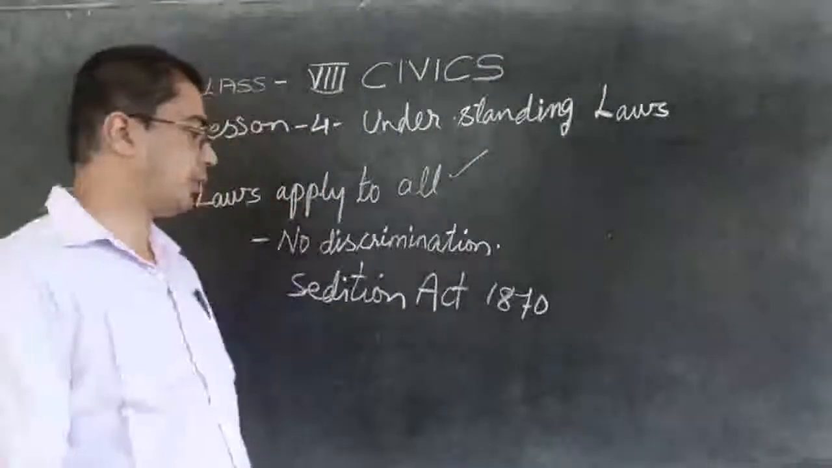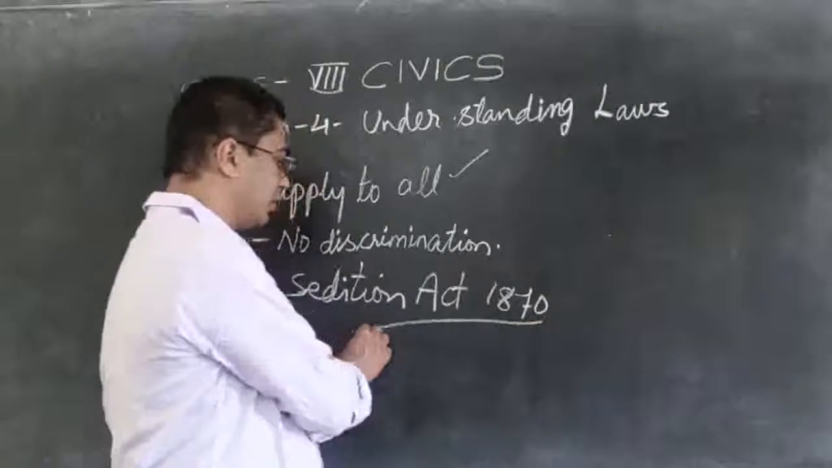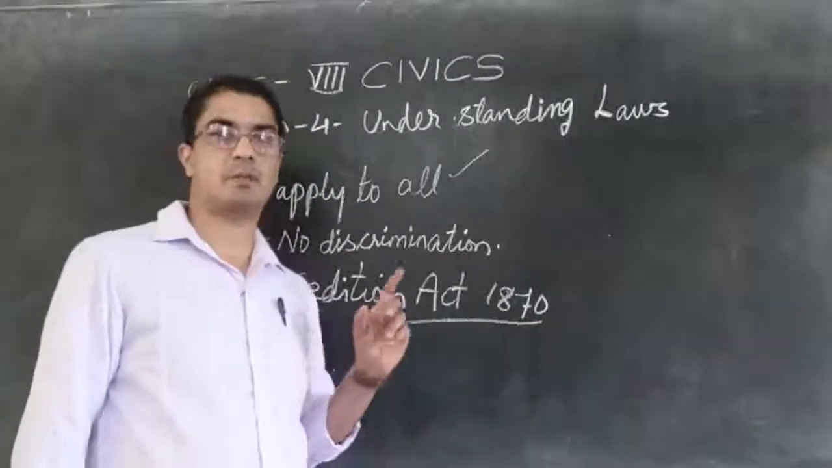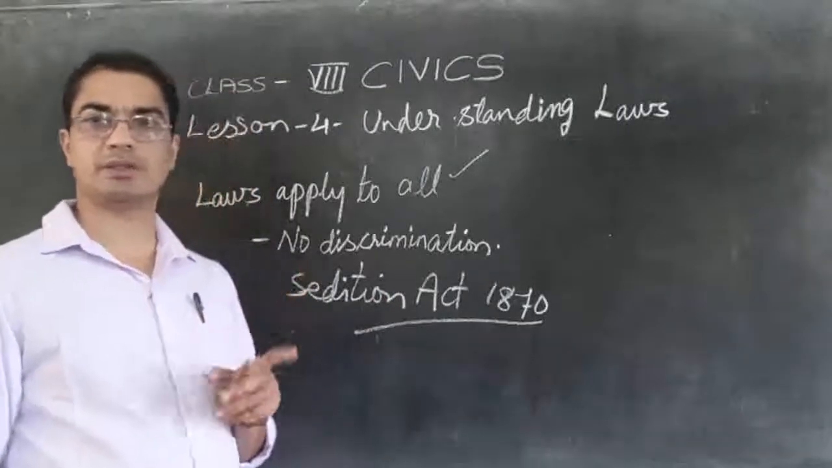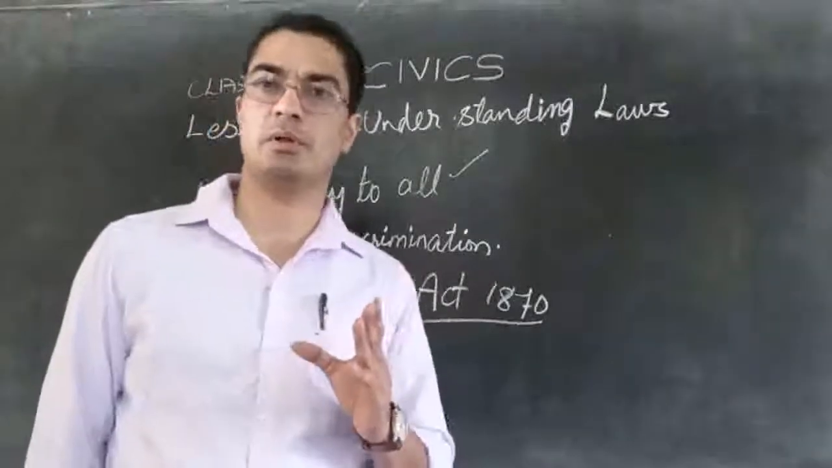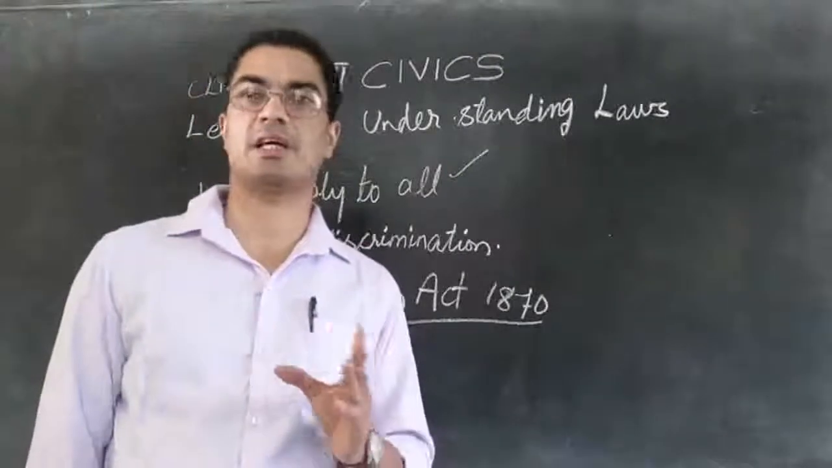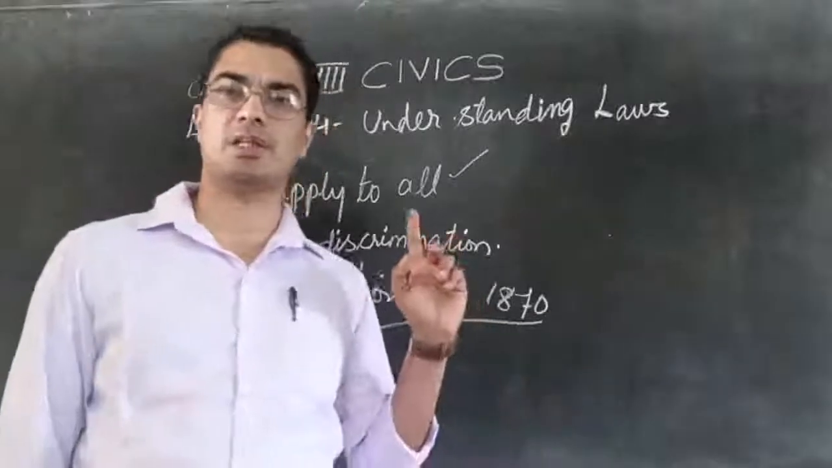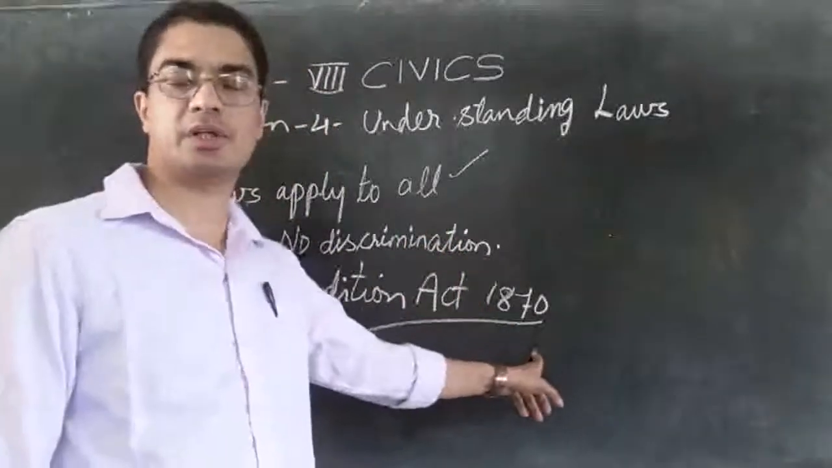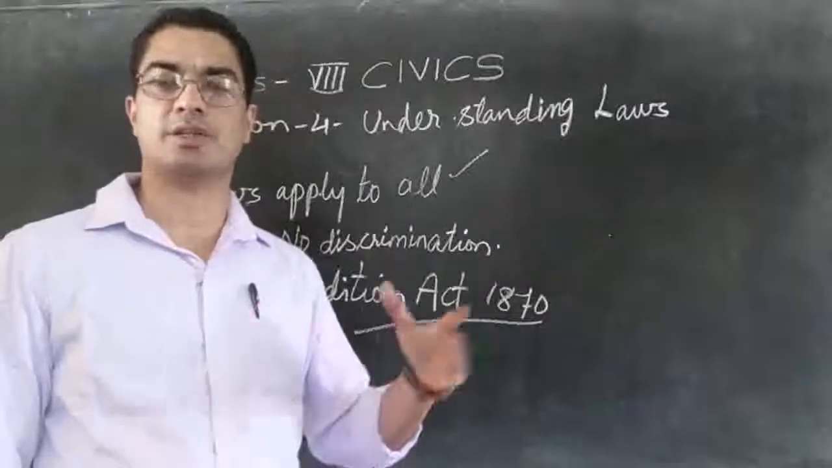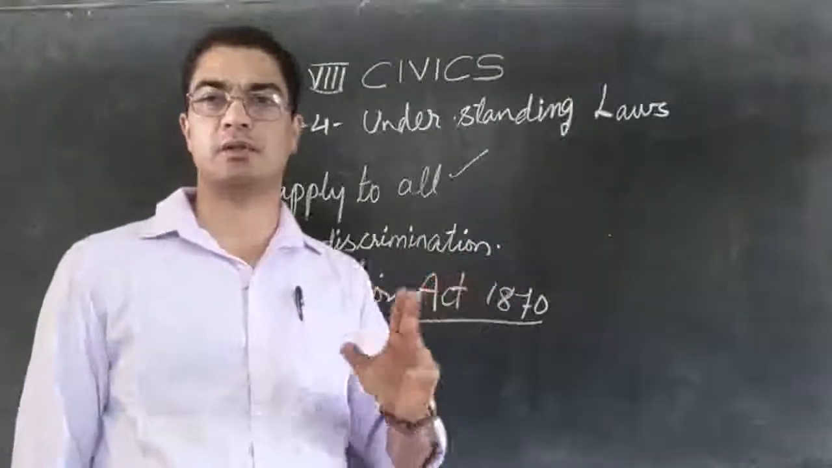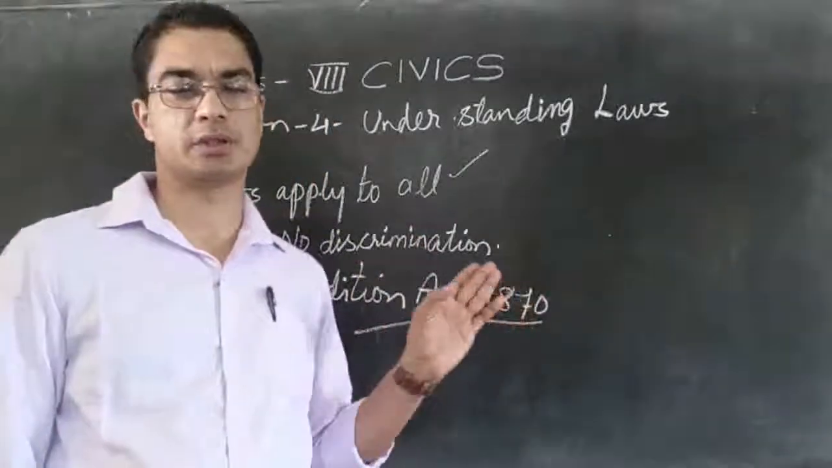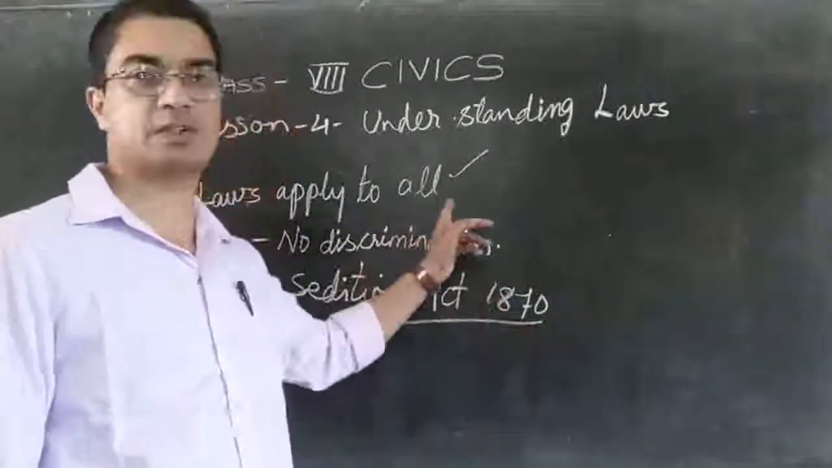So the government passed this law, the Sedition Act of 1870, only with the intention that Indian people should not criticize the British government. That was their only intention. So if anybody is heard criticizing the British government, they can be arrested and put in jail. There is no trial, no taking him to the court and so on. Straight away he will be arrested and put in jail. So there is no justice at all.